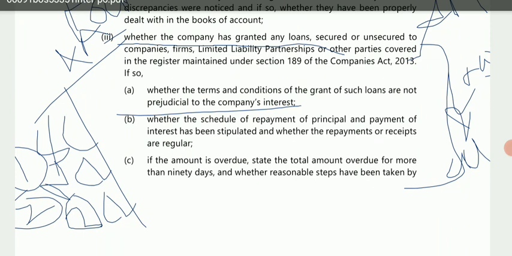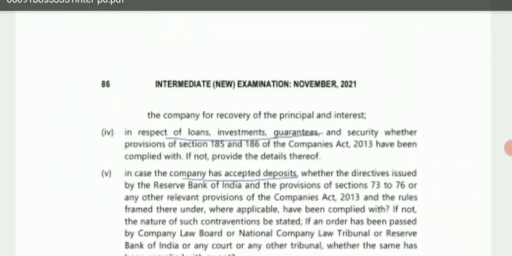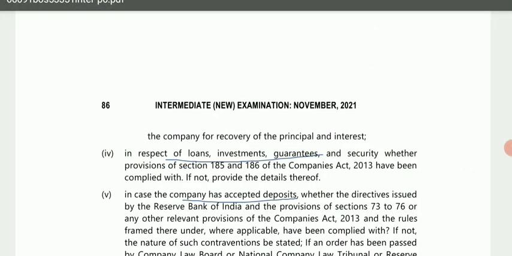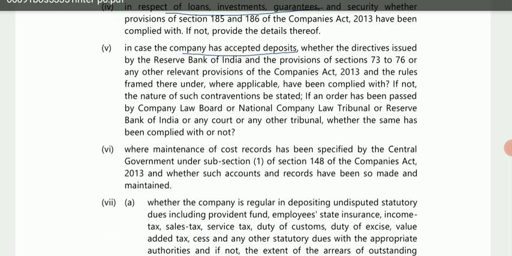So if the amount is overdue, you have to state the total amount that was overdue for 90 days, and also you have to state whether the company has taken proper actions for the recovery of its payments. Now you are the auditor and you just have to state in the audit report whether the company is taking any action to receive its payment if the payment has become overdue for more than 90 days. I hope that till here you are clear.